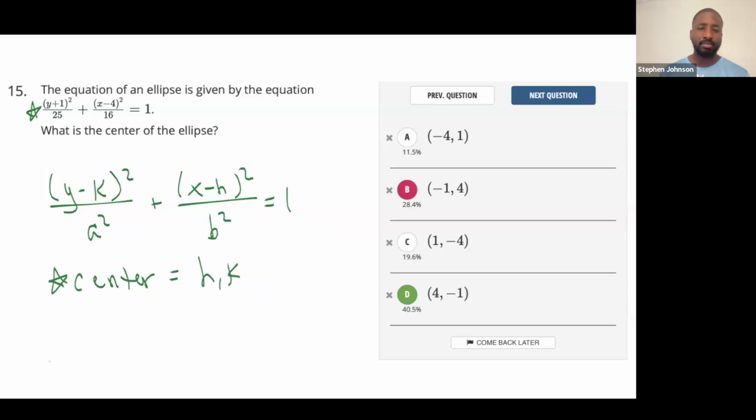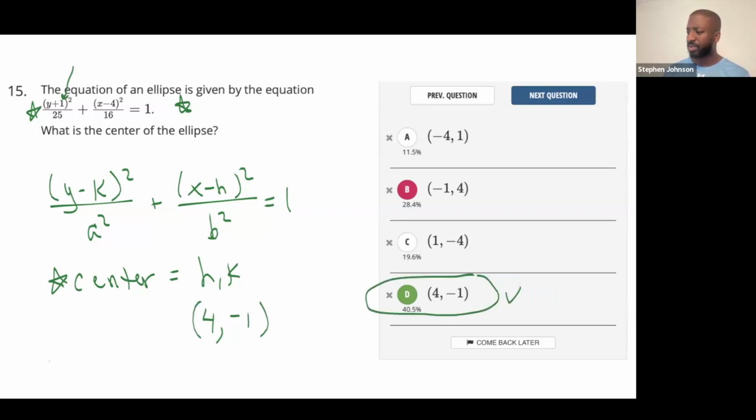Again, I don't think this is the most efficient way. Really the most efficient way is to just graph this equation in your graphing calculator and see the ellipse for yourself. And then you'll clearly be able to tell where the center is. But if we do that, we can see that our h value here is a positive 4, right? Because in order for us to have a negative 4 here, that means our h has to be positive 4. And in order for us to have a positive 1 here, our k value must have been a negative 1. And that is the reason why choice D is the correct answer, right?